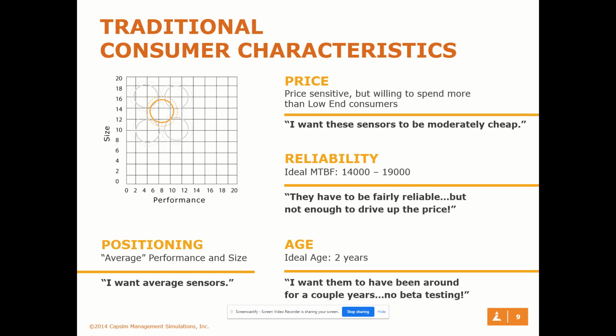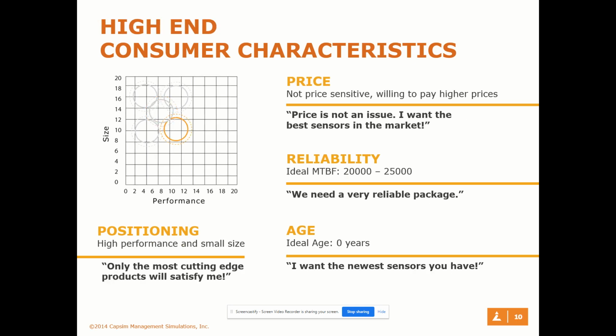The traditional consumer characteristics then, this is average performance and size. They just want an average sensor. You'll see on the perceptual map there where it's kind of circled in the center. Price sensitivity, they're willing to spend a little bit more than the low end, so they still want a less expensive product. The mean time between failure has gone up some. They want it to be fairly reliable, but again, not enough to drive the prices up. And they want at least a couple of years of maturity on the product, so they don't have to do any beta testing with it.